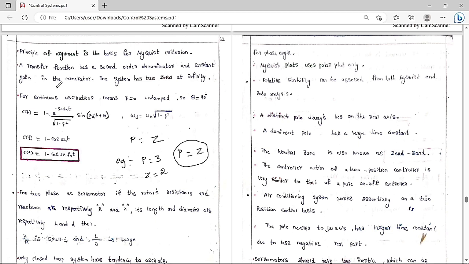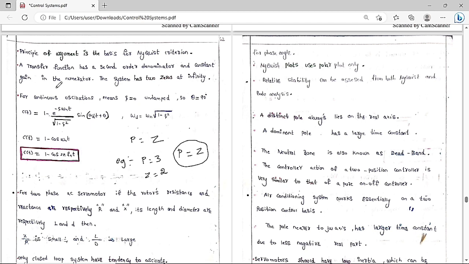Sometimes some zeros can be present at finite values, whereas the remaining zeros can be present at infinite values. This is the point you always have to keep in mind: overall, the number of poles will always be equal to the number of zeros.